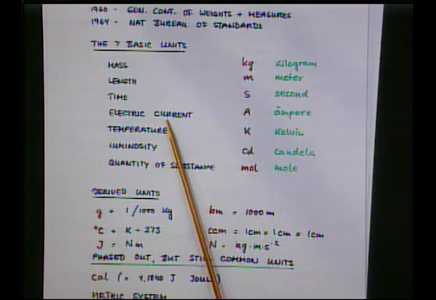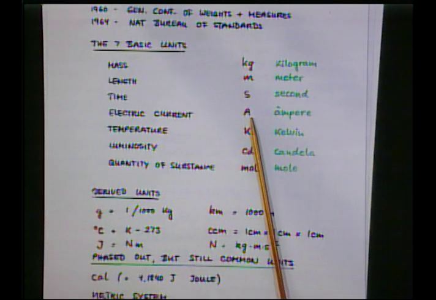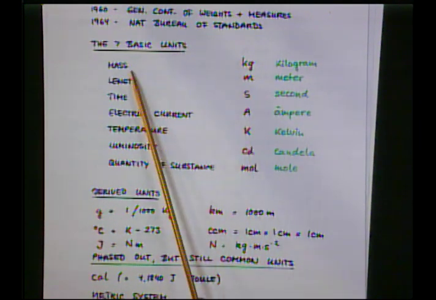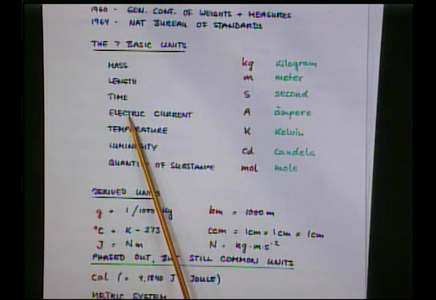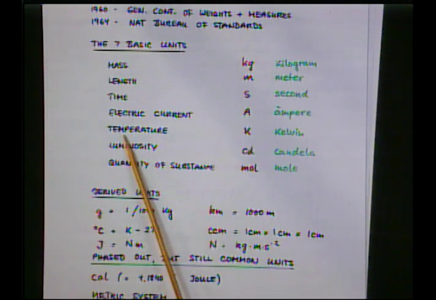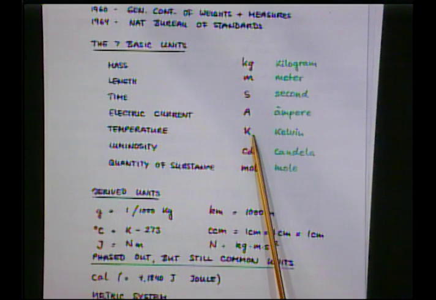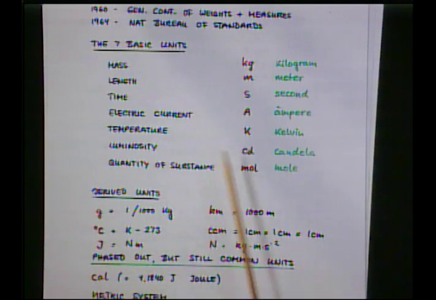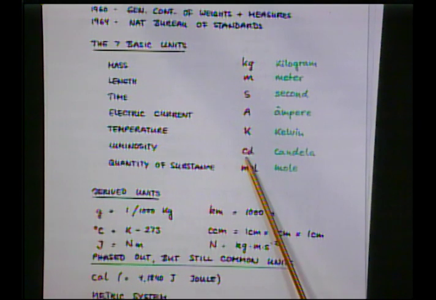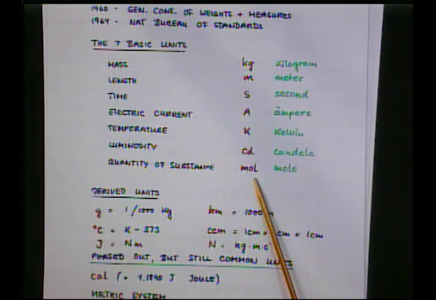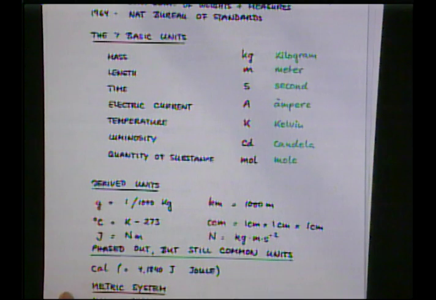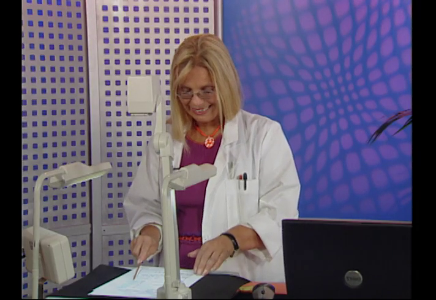And the electric current is the ampere. I overlooked the length. Yeah, we talked about the meter. Yes, I'm sorry, we did. The electric current is the ampere. Temperature is measured in Kelvin. Luminosity is candle power, candle strength, so candela, CD, is the unit. And the quantity of the substance is the mole. The unit itself is MOL, but the description of the unit is the mole with an E.